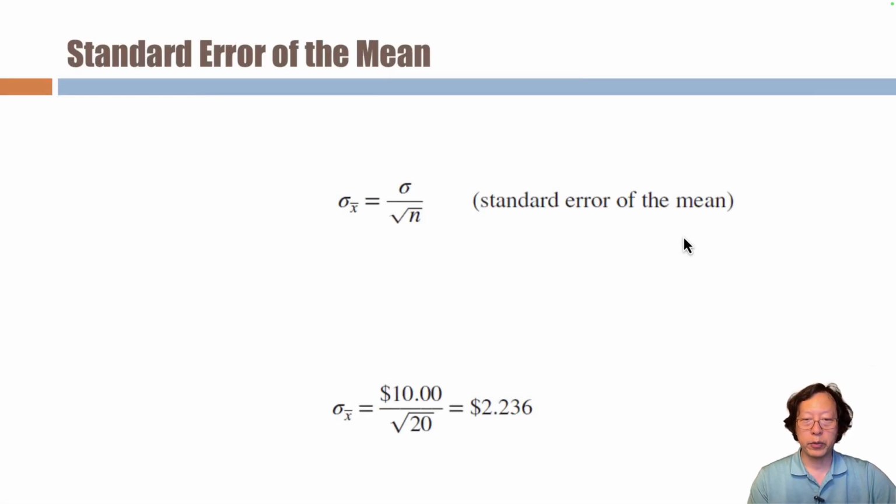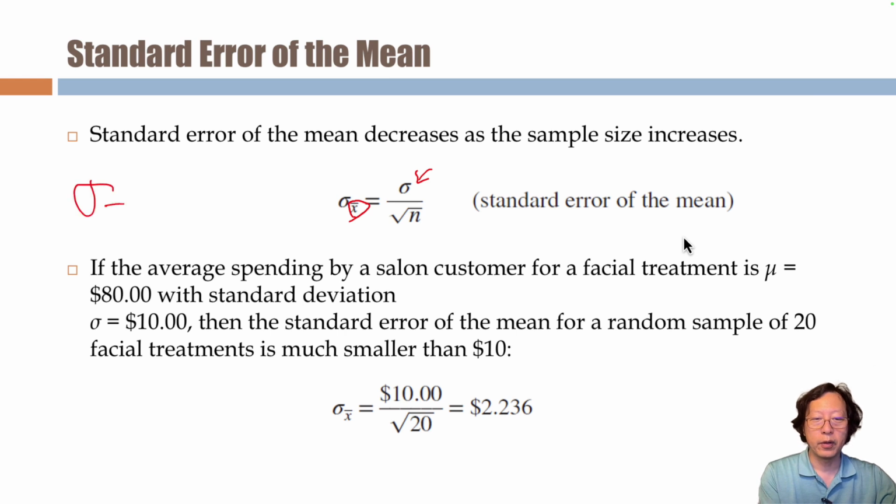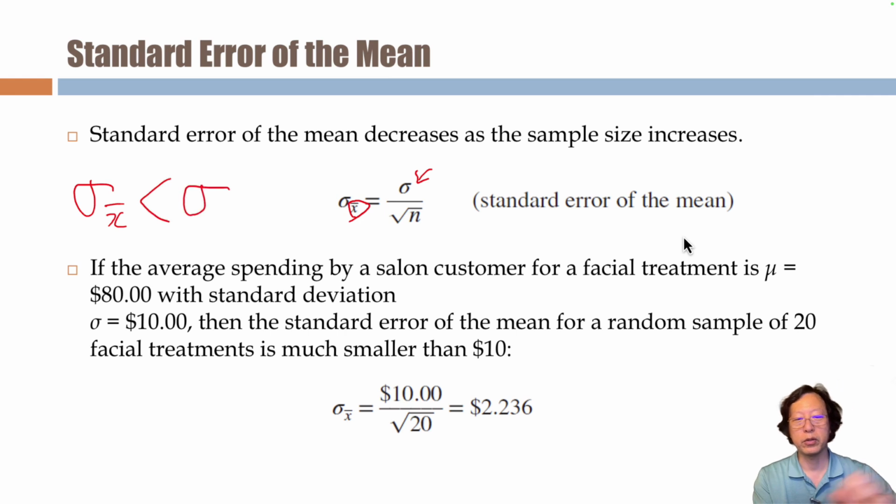So the standard error of the mean, which is the standard deviation of x bar, will be calculated by this one. This is the standard deviation of the population, the individual x standard deviation, but x bar will be different because we are adding up. So as a result, this standard error of the mean will usually be smaller than the population standard deviation.